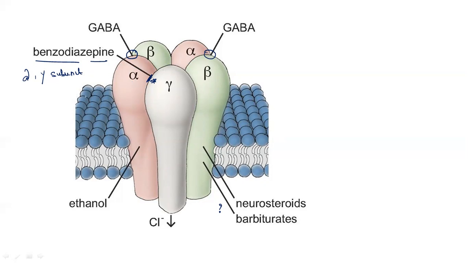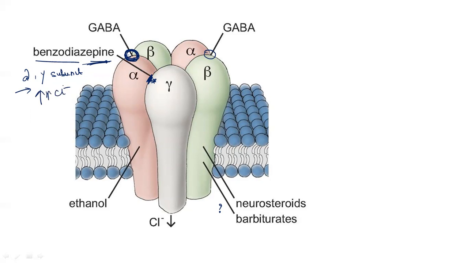Now, their function is that they do not open the channels as directly as GABA. Instead, binding of these benzodiazepines to this particular site will increase the binding of GABA to the GABA binding site. Even though it's not binding over here, benzodiazepines increase the binding of GABA. At the end, there is a lot and lot of influx of chlorine ions.